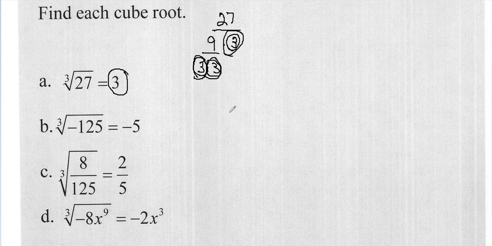Okay, how about something like negative 125? Now we are allowed to have the negative sign because it is an odd index number. So I can take the negative 125 or 125 and break this down via the prime factorization. So what are 2 numbers that equal 125? All right, well, let's see. I've got 5 times 25. 5 is a prime number, so I'll just circle it. And 25 breaks down to be 5 times 5.